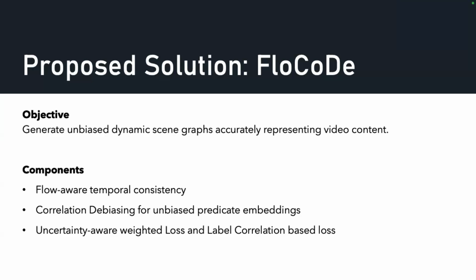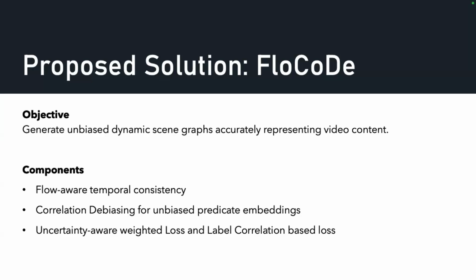Yeah, sure. So we then apply the correlation devising and the uncertainty-aware weighted loss along with the label correlation based loss. The whole idea is, with the correlation devising, we are accumulating the attention matrices used by the transformer in generating the predicate embeddings, and we take a mean across the epochs of those attention matrices to devise the correlation matrices.